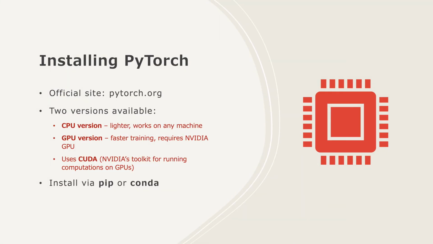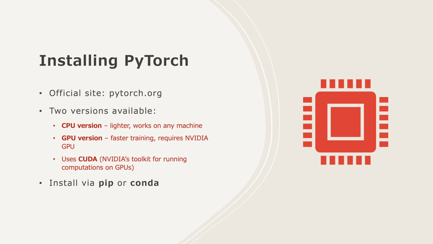To get PyTorch, the best starting point is the official website, pytorch.org. You'll find an installation selector where you choose your operating system, package manager, Python version, and whether you want the CPU version or the GPU version.